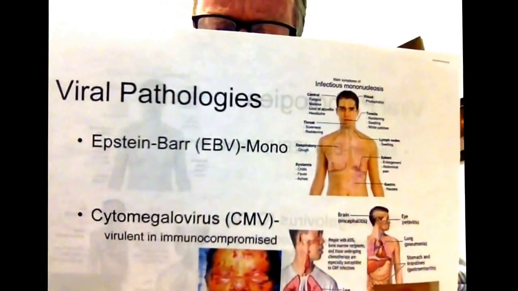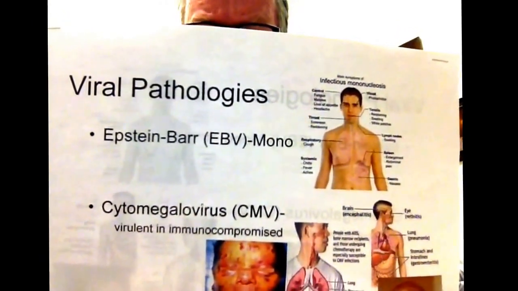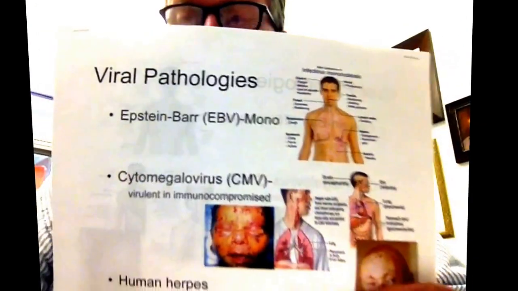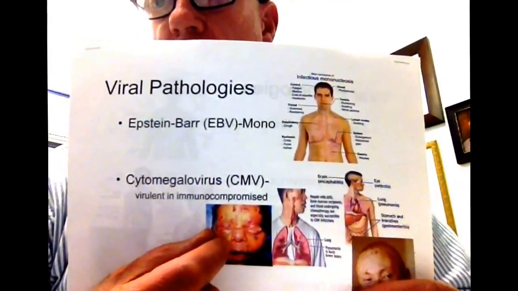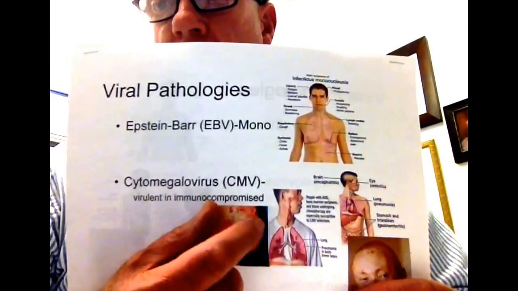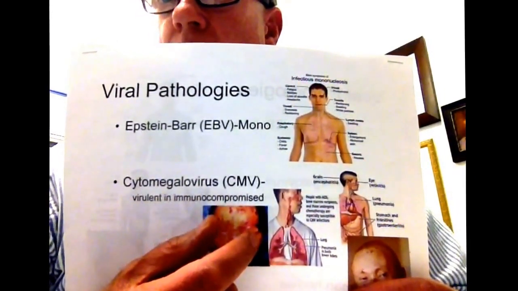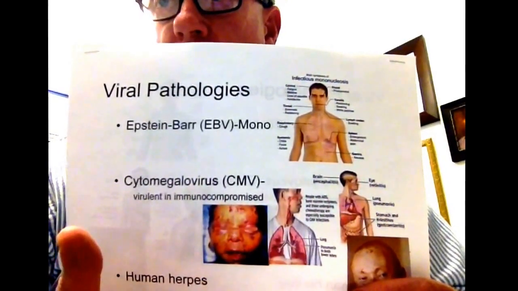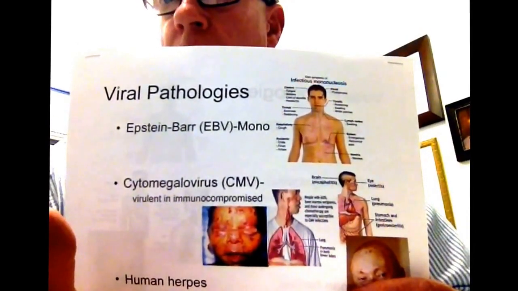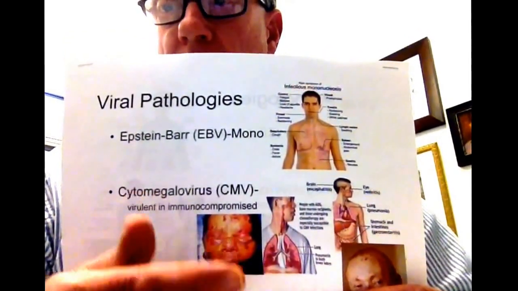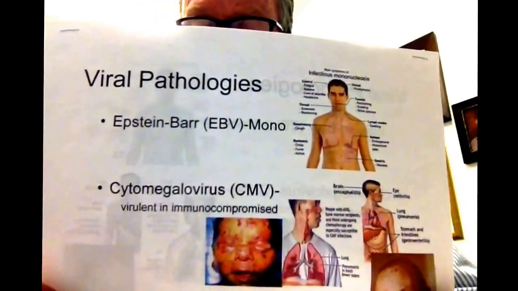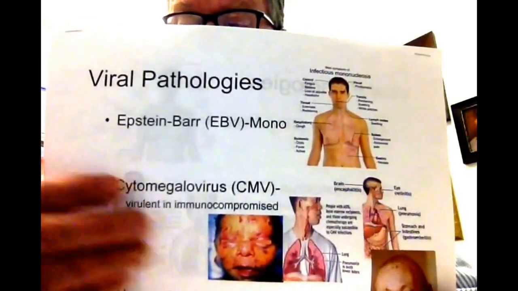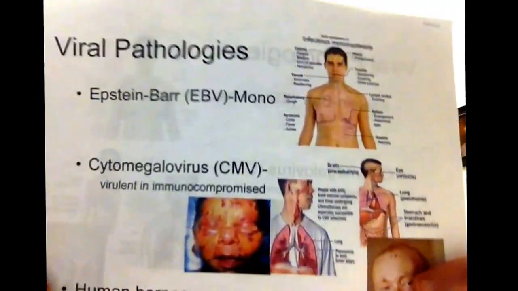And then cytomegalovirus, CMV, is a disease of the immunocompromised. So little guys who don't have a fully developed immune system, they can contract this virus in the birth canal, and they don't have an immunity outside of their mom. And some immunity is passed on through her milk, and then certainly there are other people who have immunosuppression.